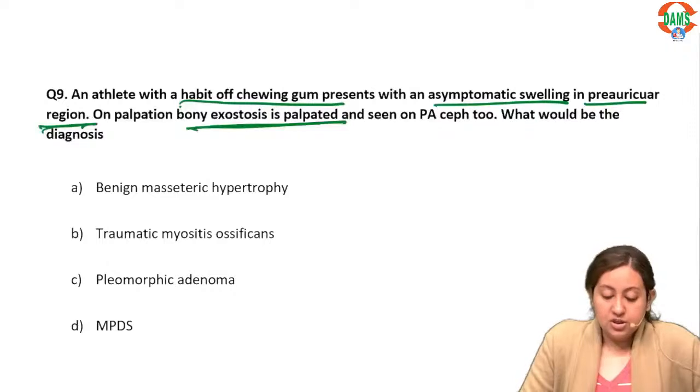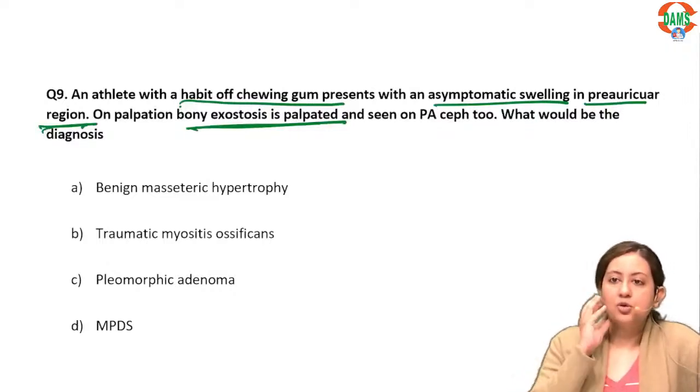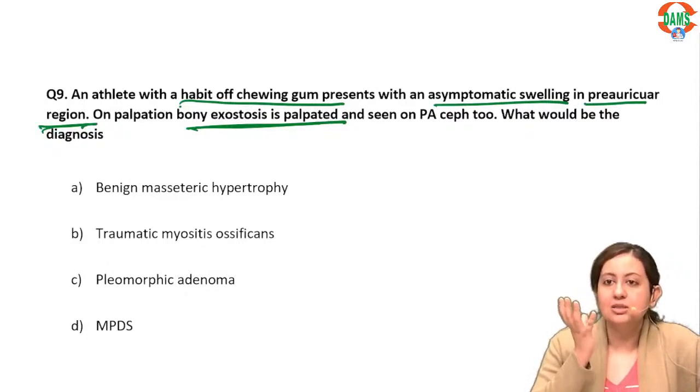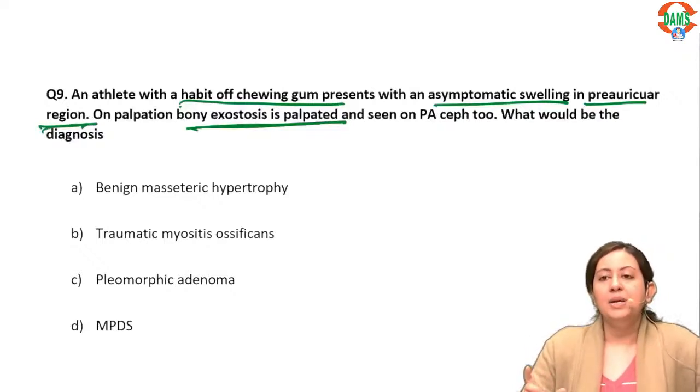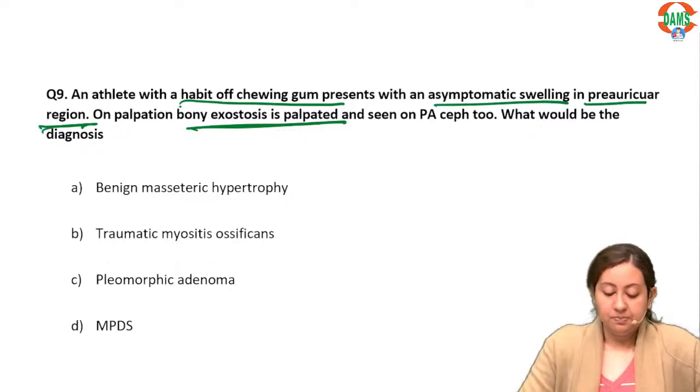Now, option A is benign masseteric hypertrophy. What is masseteric hypertrophy? That the masseter muscle is enlarged beyond its normal size. Okay, this is what you understand from the first option.